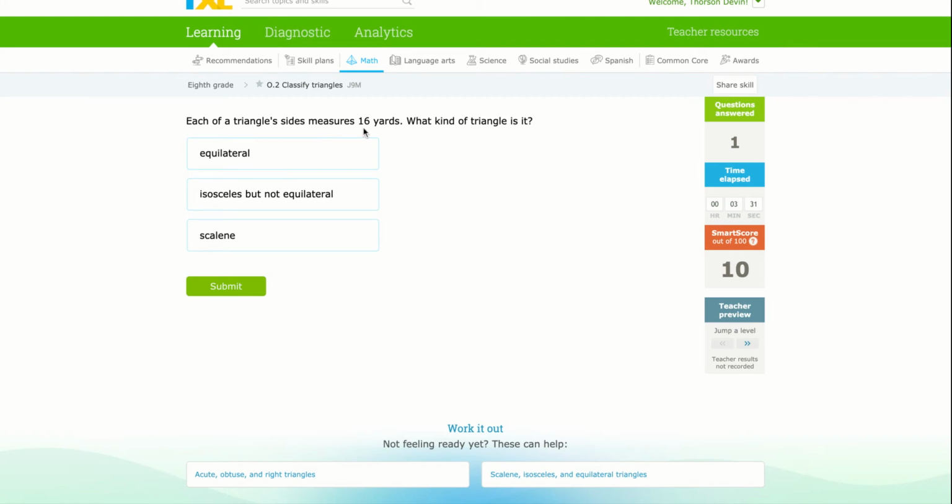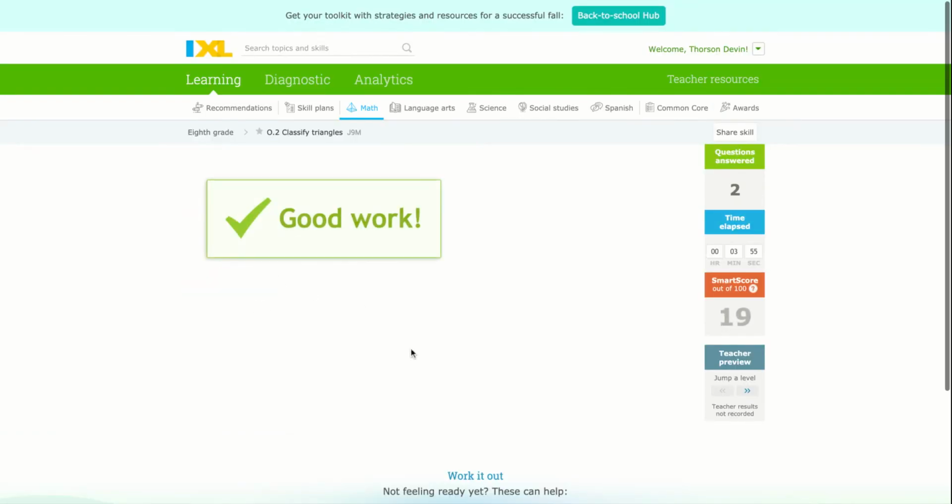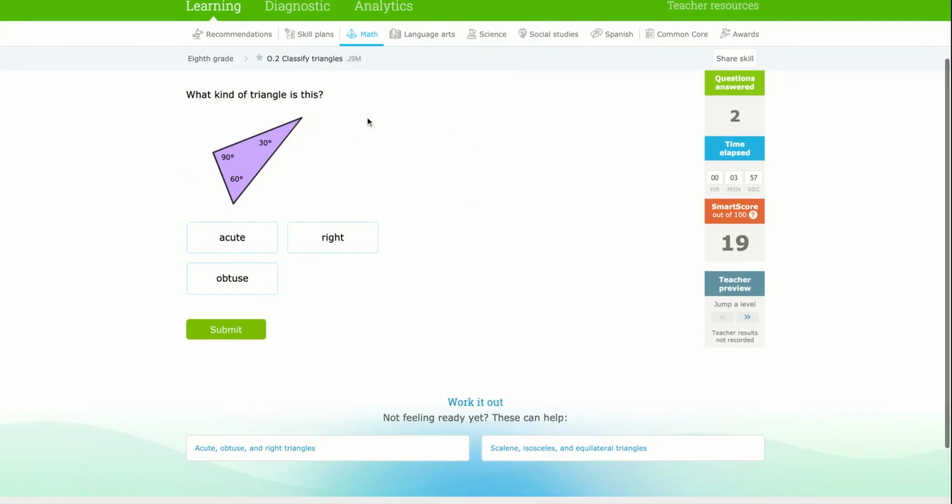Each of the triangle sides measure 16 yards. What kind of triangle is it? Again, an equilateral triangle not only has three equal angles, all three sides are the same length. An isosceles triangle not only has two equal angles, but it only has two sides that are equal. Scalene, none of the sides are equal in length and none of the angles are equal in measure. So equilateral, because each side measures exactly the same. That's equilateral.